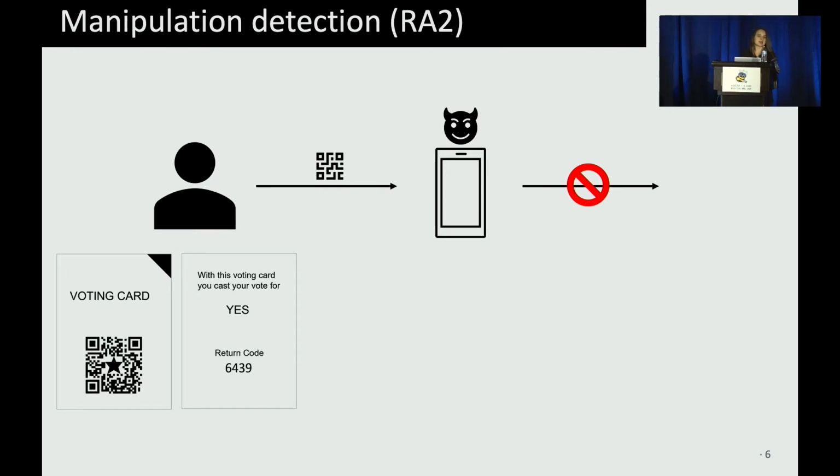Now the attacker, of course, has a problem that they don't have the right return code. So what can they do? They can do as follows. They can manipulate the interfaces of the voting client, or for example, of the election website, because, as you recall, the assumption is they control the voting client. And what they can do is that instead of outputting the return code, which they don't have, they output some generic message like, "Thank you for your vote, you're now done."